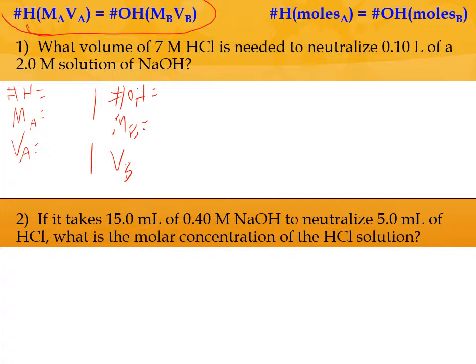Looking at our molecule here, HCl only has 1 H in it, and NaOH only has 1 OH in it, so we don't even have to worry about these top things. I'm just going to cross these both out. We don't have to update our formula at all because it's just a 1 and 1, so it's going to come out the exact same way.